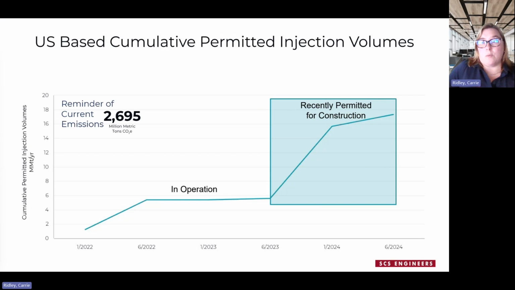So where are we now? Currently in the US, there's about 5 million tons of permitted storage in operation, with an additional 12 million or so that was recently permitted and should be under construction soon. This only adds up to about 0.5% of the annual emissions that can be captured by currently permitted infrastructure. So we need to massively scale up to reach climate goals using carbon capture and storage.